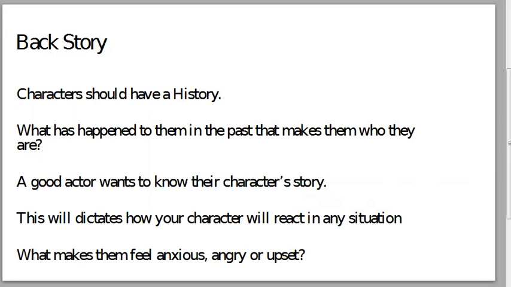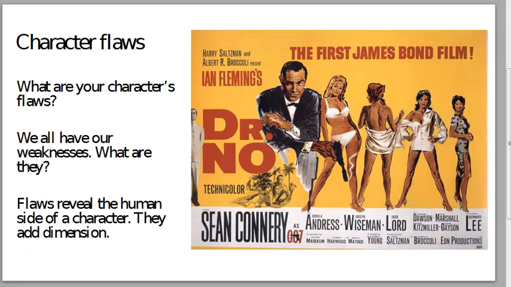Your character should have a history. We want to know what's happened to them, what made them who they are. And this is what good actors will do. They want to know their character's story, because we want to create characters, especially for TV series, where the audience has certain expectations of them, that the audience will know how they will behave, how they will react in any given situation. As an animator or as a storyboard artist, you need to know how your characters will behave, how they will react, what kind of stuff that they will do given a certain situation.